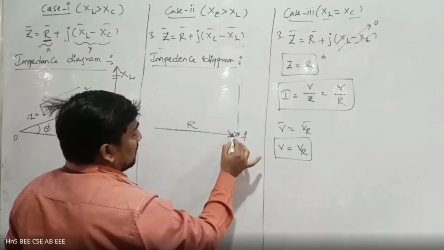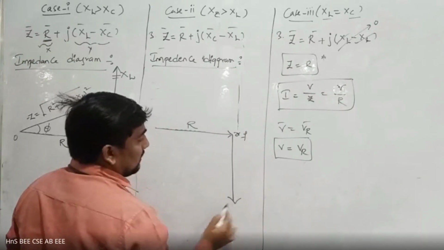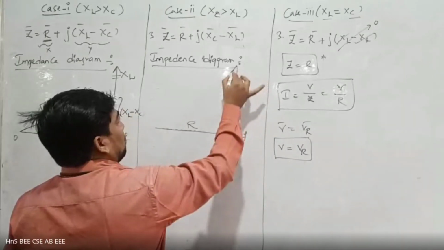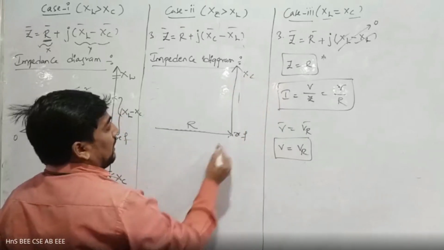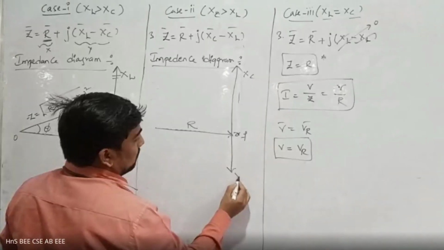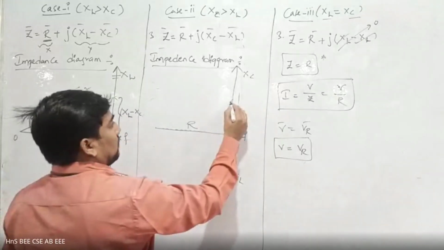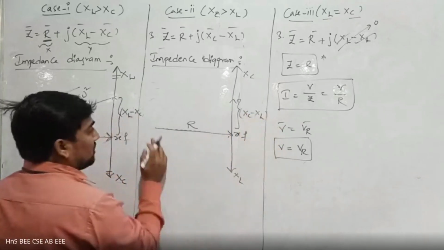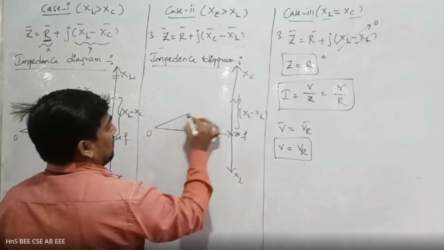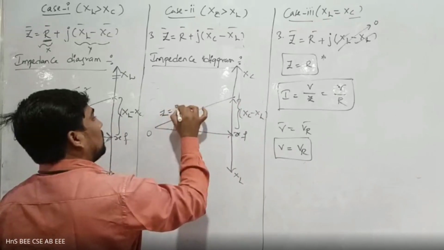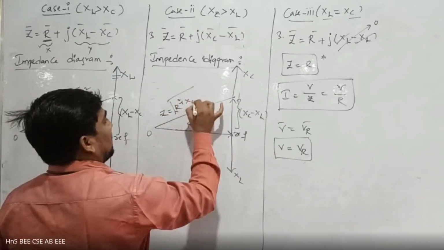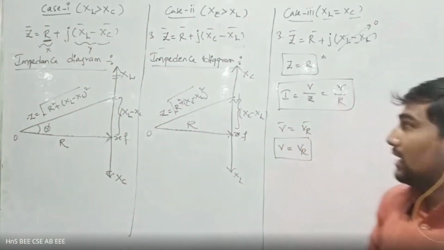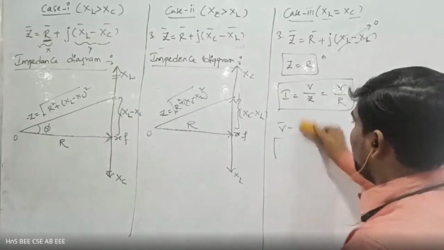If you are taking like this, that is also correct, no issue. But I am taking XC as plus and positive with higher value. And the XL is negative with lower value. If you are taking like this, the total answer is XC minus XL. And the combination of these two points is called Z. The Z equal to under root of R square plus XC minus XL whole square. This is the impedance diagram of case number 2. And case number 3.